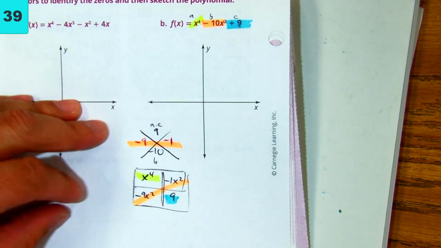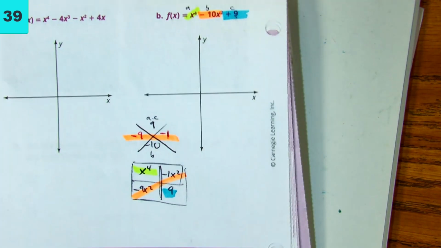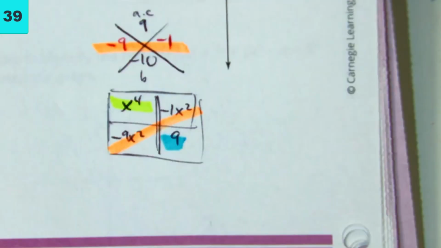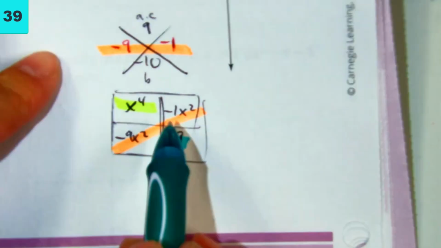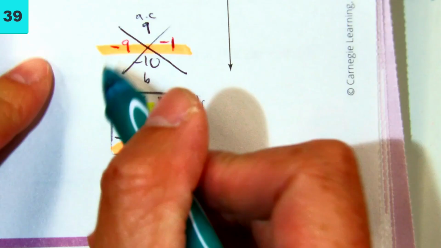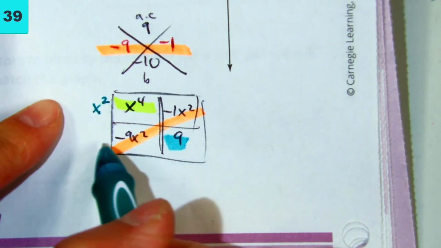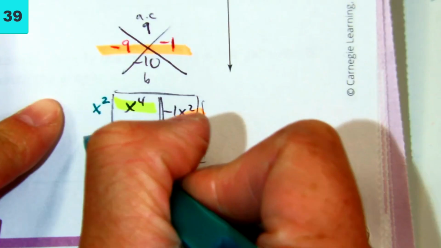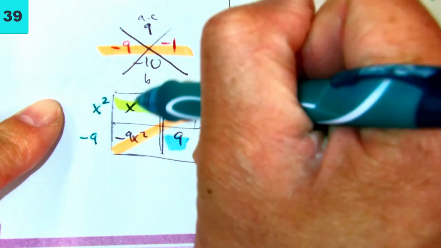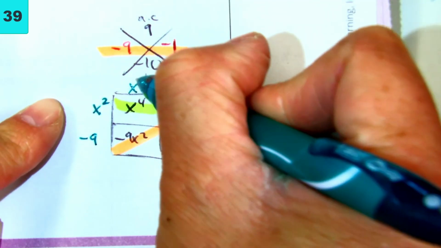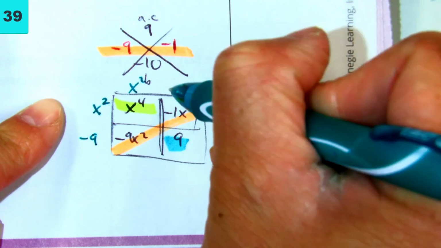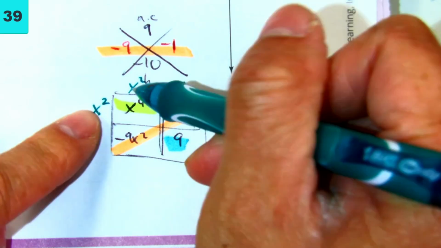Let's focus on the x, or the box now. Class, what's your greatest common factor? X squared. How about this direction? Negative 9. How about up here? X squared. And over here? Negative 1. Remember, you have to multiply to check your answer.